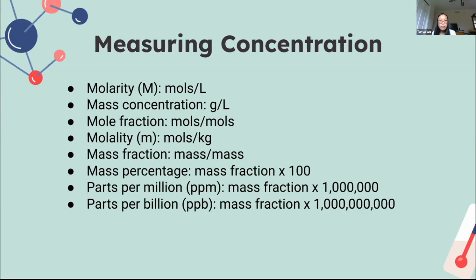Molality, which is different from molarity, is the moles of solute over kilograms of solvent. Mass fraction is just the mass of each divided by each other. Mass percentage is that times 100. Parts per million is that times a million. That means for every million things inside, that thing is one of them. Parts per billion is the same thing, but multiplied by a billion instead of a million.